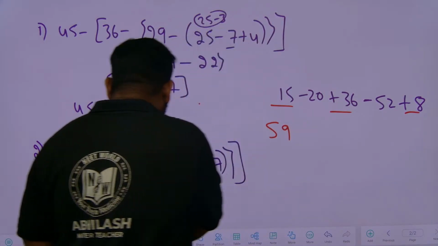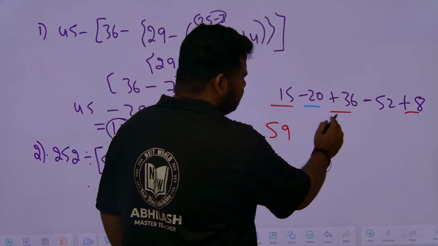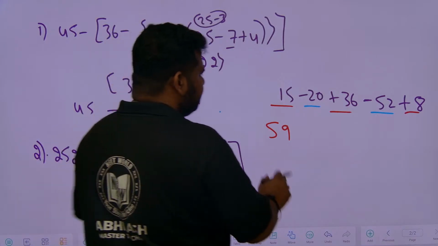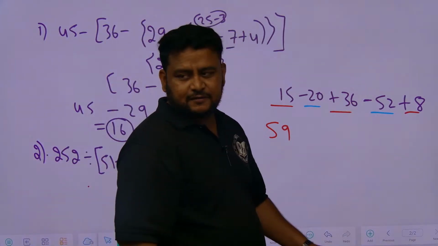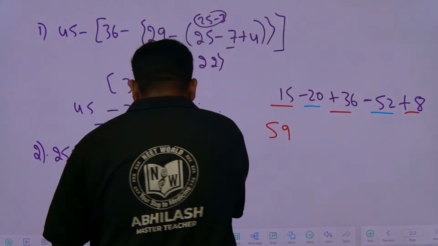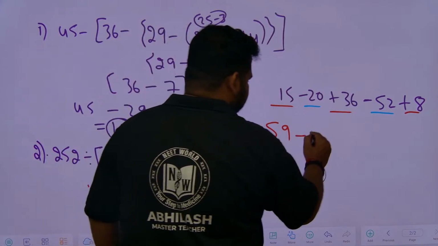Now add all the minus terms. The minus terms are minus 20 and minus 52. Adding the minus terms, minus 20 plus 52 is what? Minus 72. Correct? Minus 72. I will write minus 72 here.